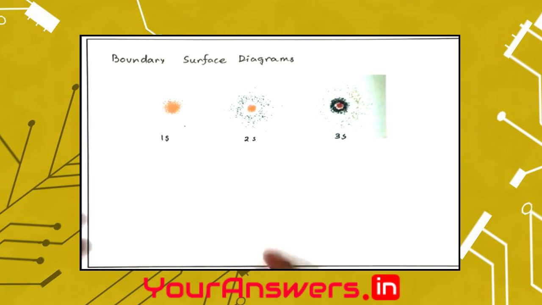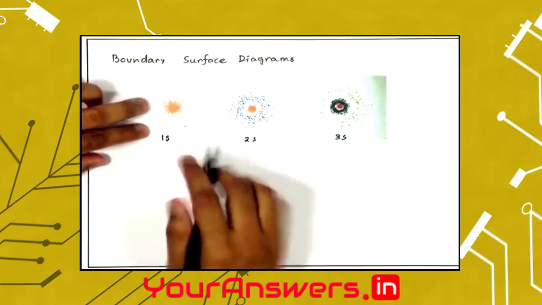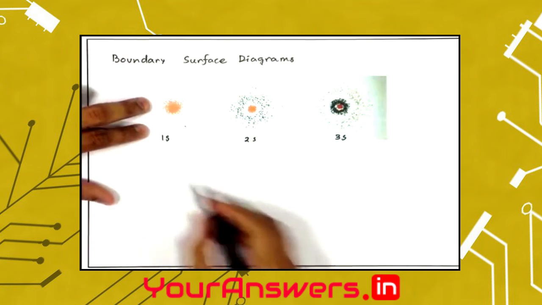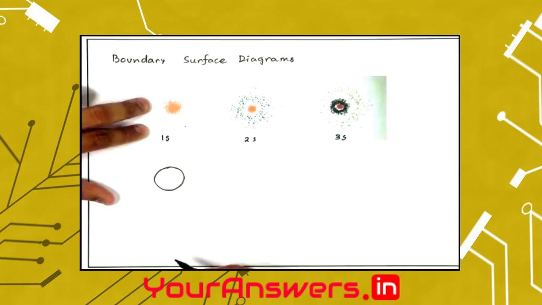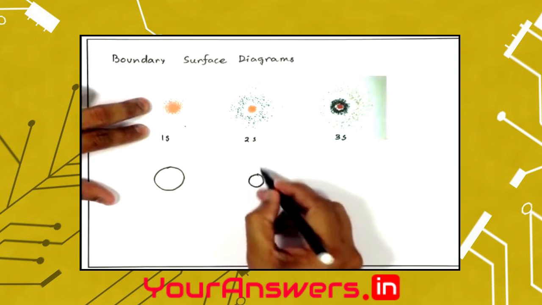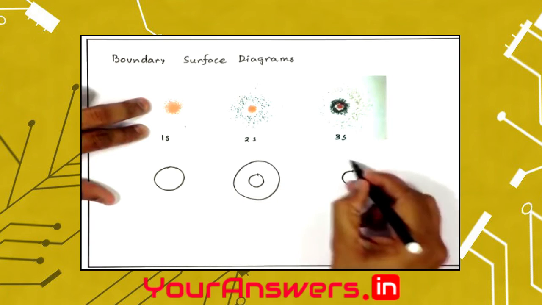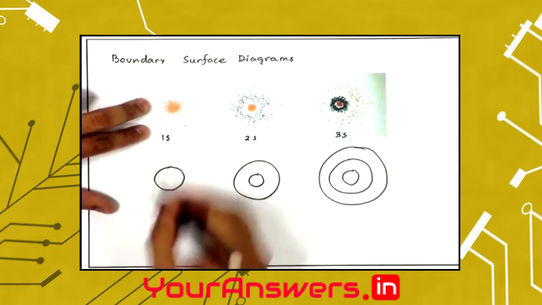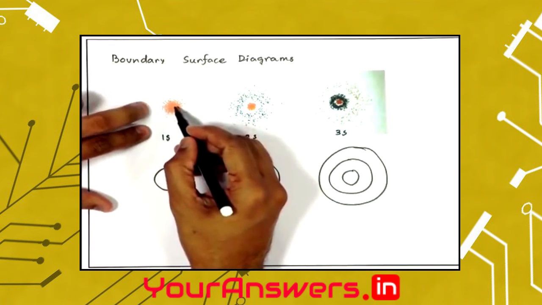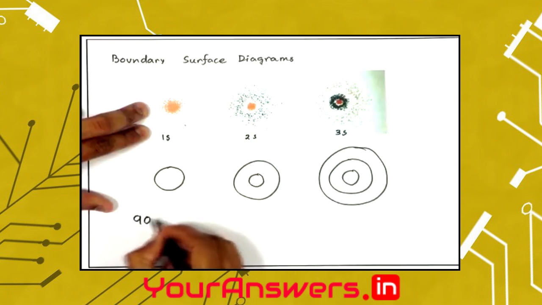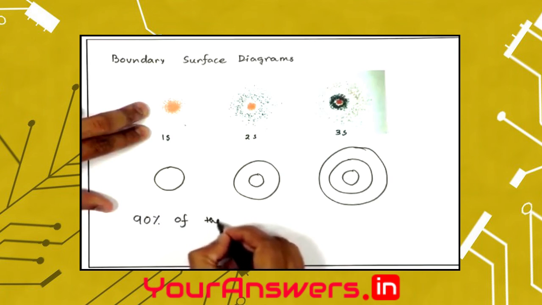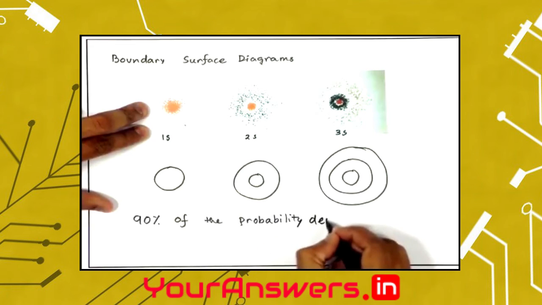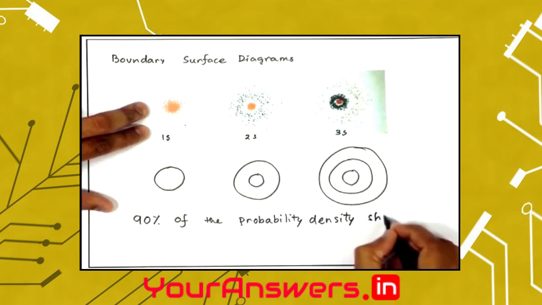Now, when you look at this kind of situation, you would ask, how did I get a particular value of r for 1s? How did I get these 2 spheres? How did I get 3 spheres for 3s? The answer is that we try to make sure that at least 90% of the probability density should be accounted for.